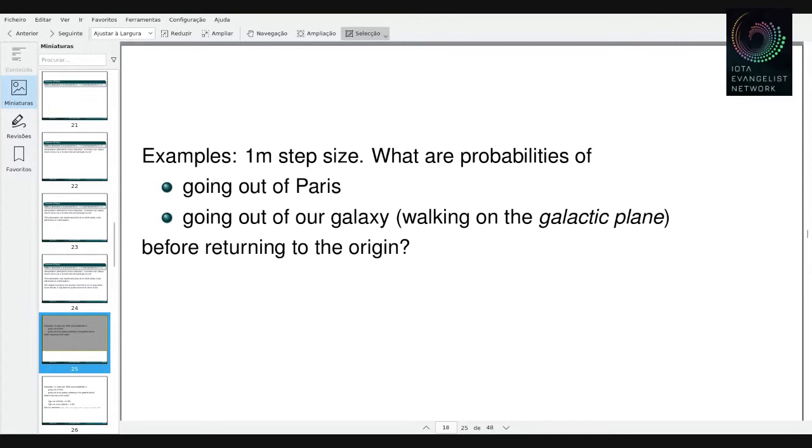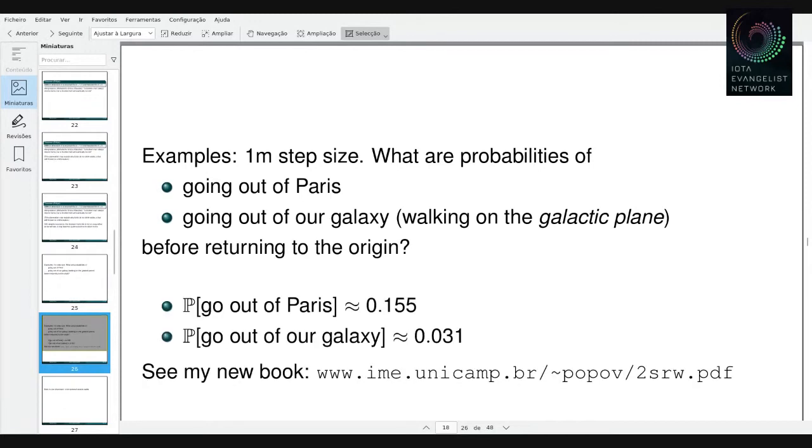Well, here is the answer. Actually, the probability of going out of Paris is around 15%, which is not at all small. And the probability of going out of our galaxy is still not very small, a bit more than 3%. So you see that our drunken man can really need a lot of time to come home, unfortunately.